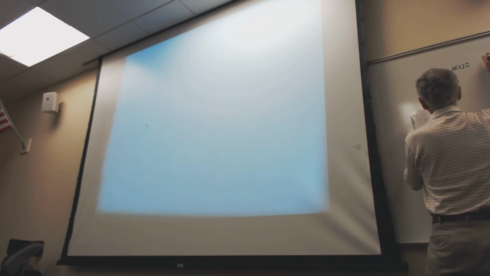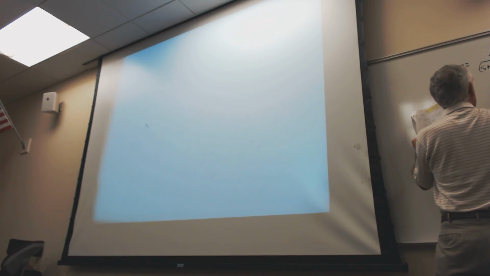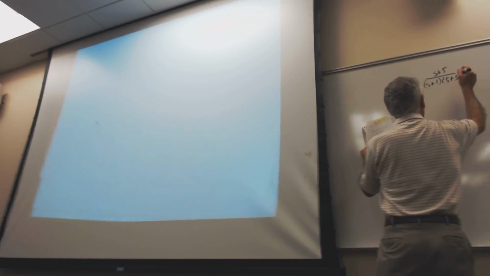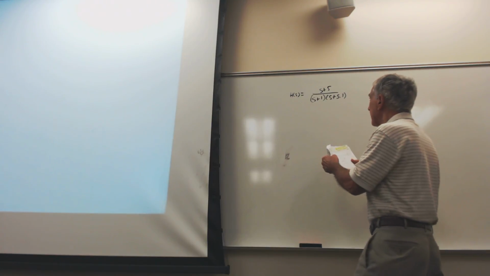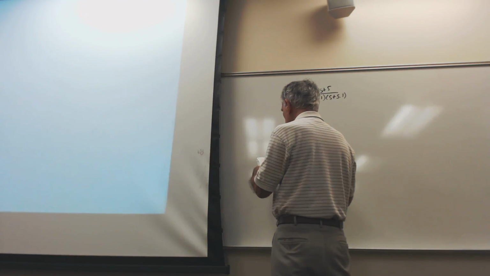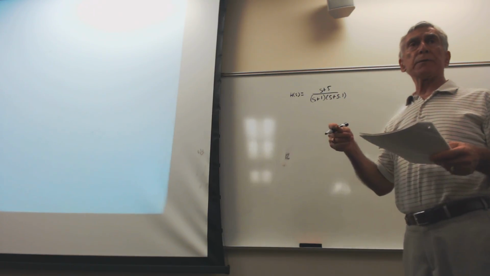Our transfer function, we've got a transfer function H of s, and it's equal to (s plus 5) over (s plus 1)(s plus 5.1). So notice that the pole and the zero are pretty close together. Okay. And what we're going to do is approximate this transfer function.